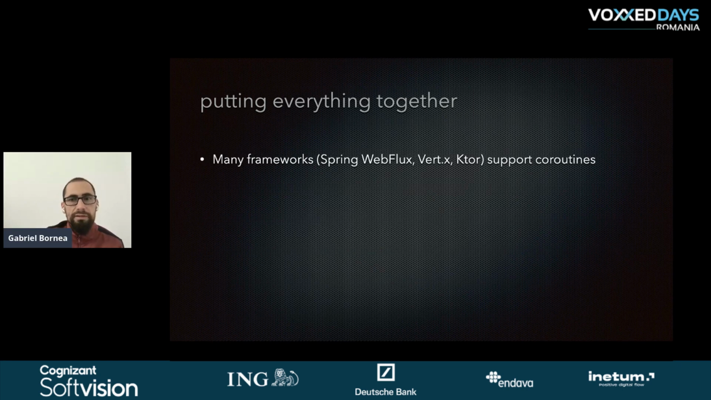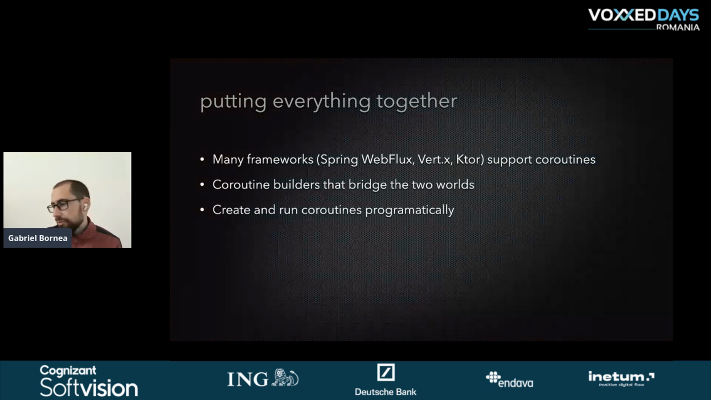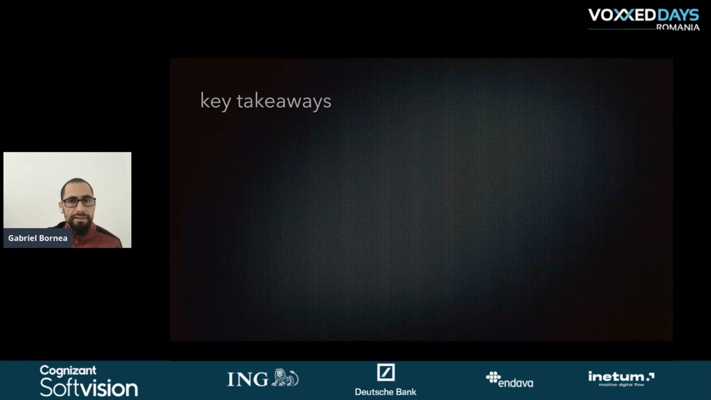Okay, so we've put everything together. We've seen how we can achieve all of these things. Now, many frameworks already have support for suspend functions. Spring Framework has very good support. Vert.x has very good support. Ktor was built with suspend functions in mind. However, if you cannot use any of these frameworks, you can use coroutine builders, and coroutine builders basically bridge the two worlds. And if you cannot or do not want to use this, you could also create and run coroutines programmatically.